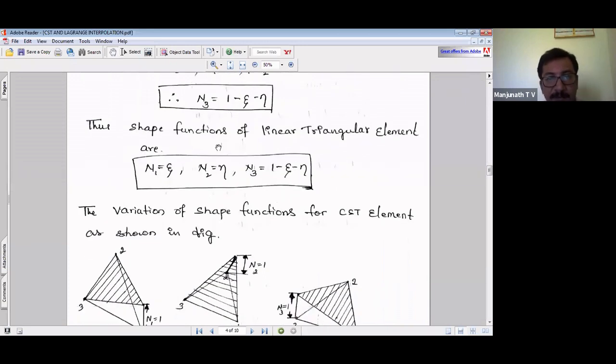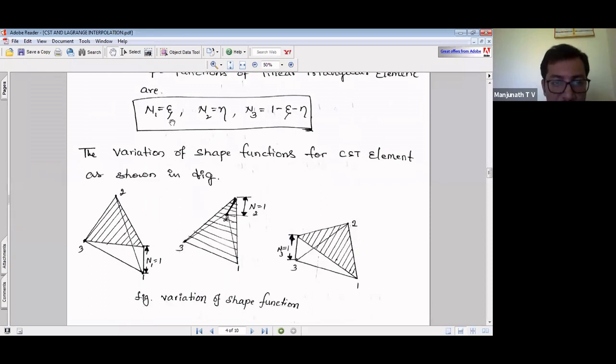So the shape functions of the linear triangular element are n1 equal to zeta, n2 equal to neta, n3 equal to 1 minus zeta minus neta. Why is it called a linear triangular element? Because it only has corner nodes, so we call it a linear constant strain triangular element. If it is a higher order element with intermediate nodes, then based upon the number of nodes, it is called quadratic, cubic, and so on. So the name changes as we have more intermediate nodes.